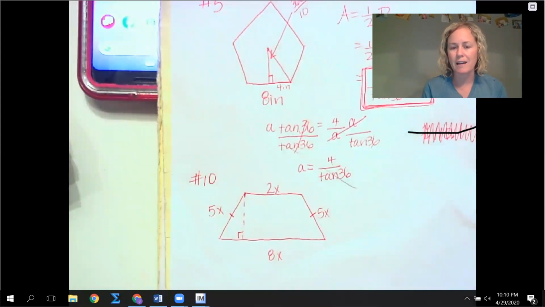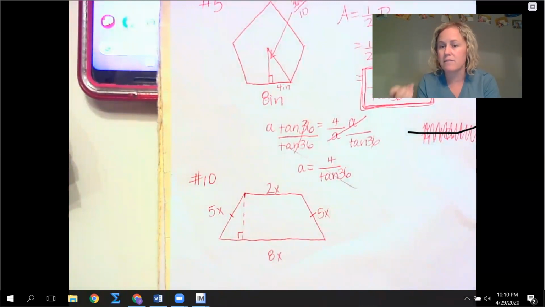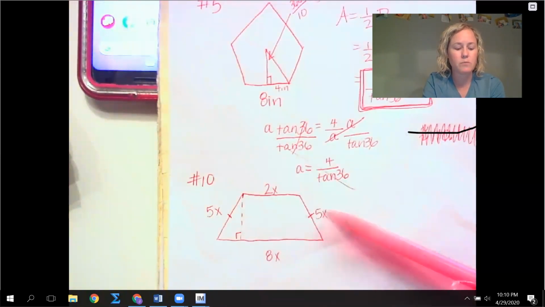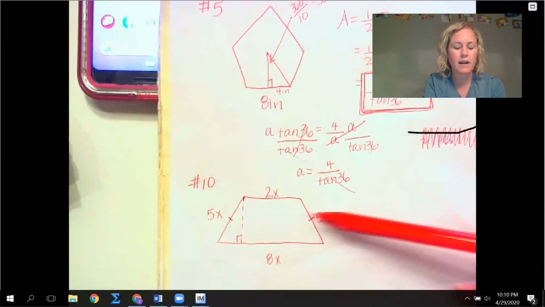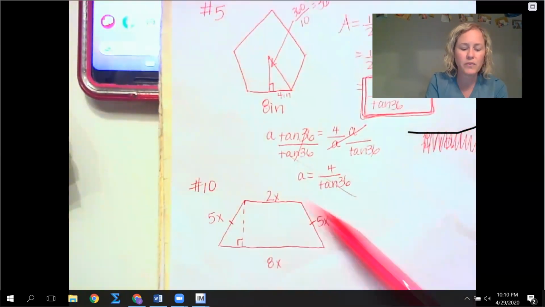Now, why are we putting the x's there? They did not say that the sides were 2, 5, 8, and 5. They said they're in that ratio. So they could be 4, 10, 16, and 10. Okay, that is a 2 to 5 to 8 to 5 ratio. So we put the x there because we don't know what the sides are. We just know they're in a 2 to 5 to 8 to 5 ratio. So I've put them in that ratio.